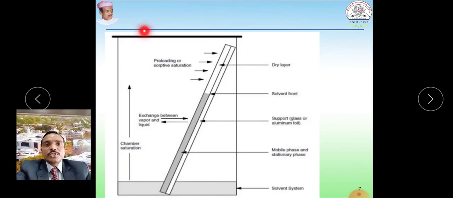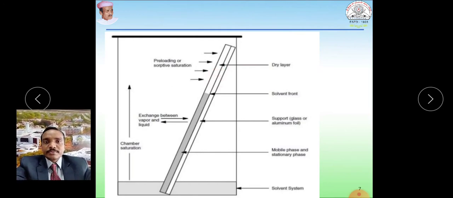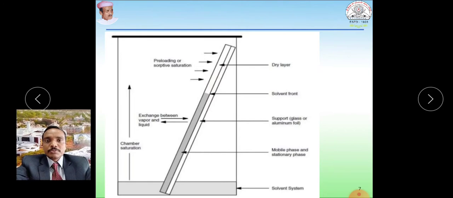So this is a diagrammatic view as I explained. This is the solvent chamber, the TLC chamber, this is the solvent system, this is the plate, the stationary phase. After spotting we place it like this, and then the solvent will run over here, and at a certain stage after the run of the solvent on the plate we remove this plate. After drying we visualize for the presence of spots.